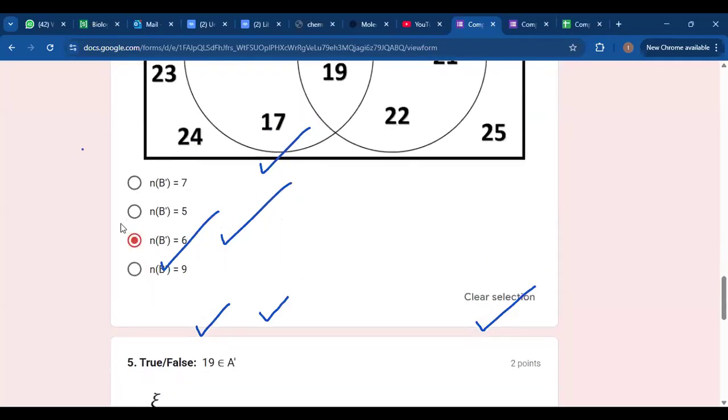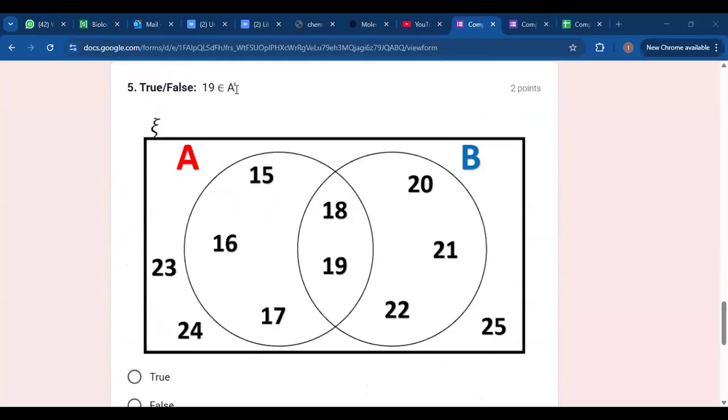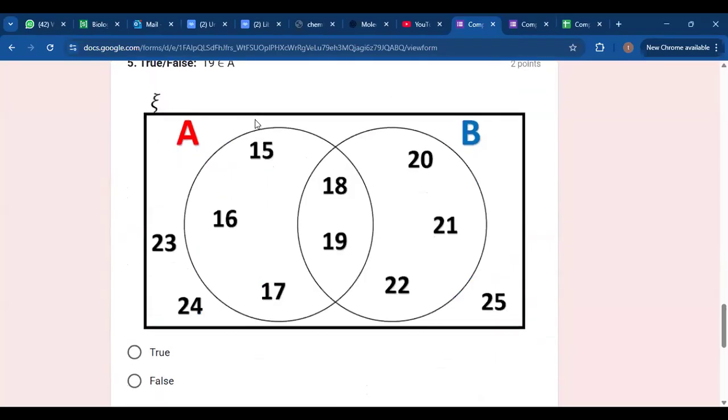Good. And let's clear our drawings. 19 is an element of A complement. Is that true or is that false?